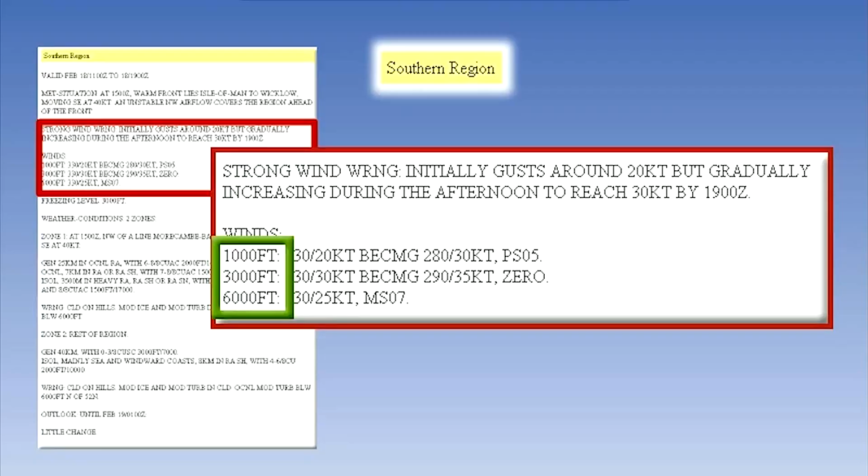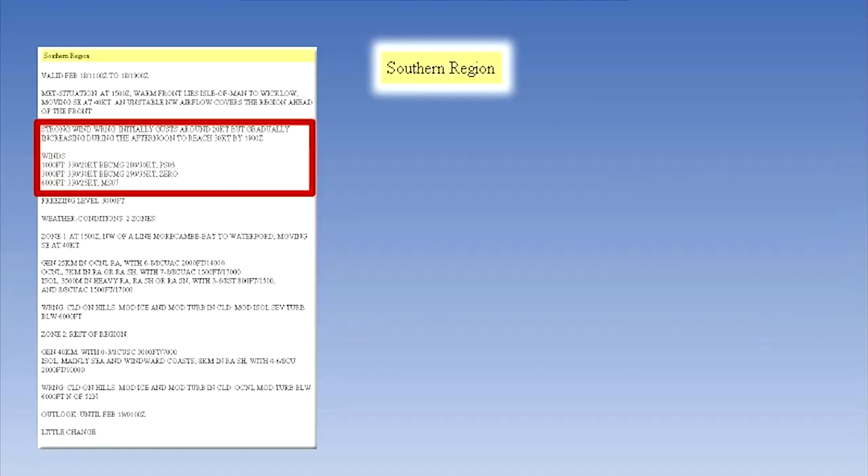Keep an eye out for any changes in wind or temperature, which are clearly noted using concise, abbreviated text. For instance, in this example, the wind at 1000 feet is forecast at 20 knots. Expect a shift from 330 degrees true, gradually strengthening to 30 knots from 280 degrees. The temperature for this altitude is forecast to be plus 5 degrees Celsius.